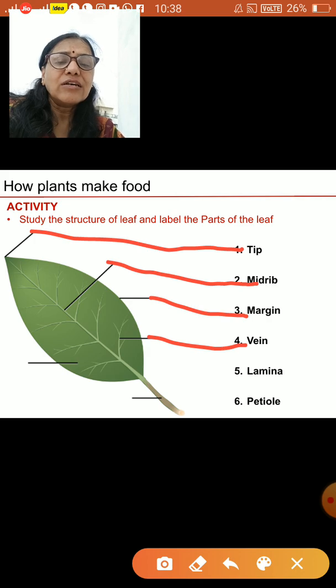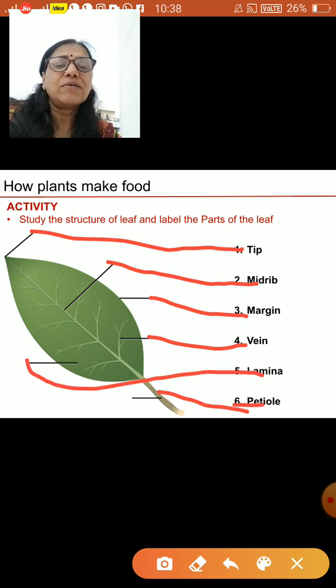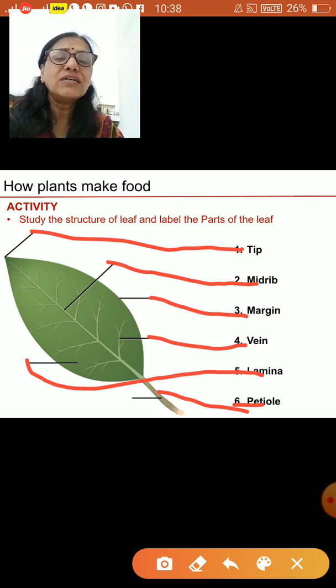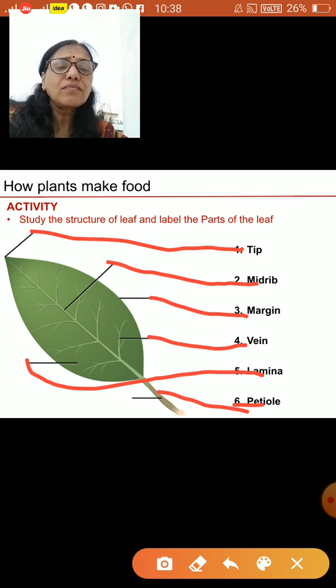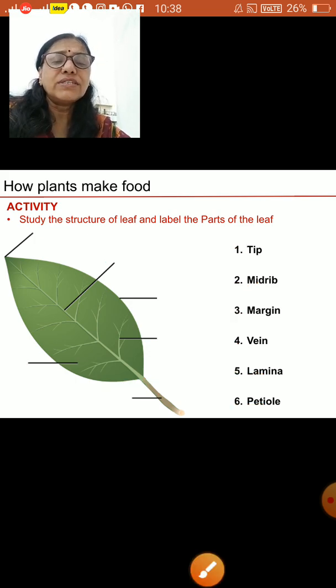See here. Now petiole. A part which is attached to the stem of a plant is called the petiole. This is the petiole, right? And this is the leaf surface. This is called the lamina. So these are all the different parts of a leaf, which help them to carry the water to all parts of the plant, and also to produce food for the plant. So this is what we did.